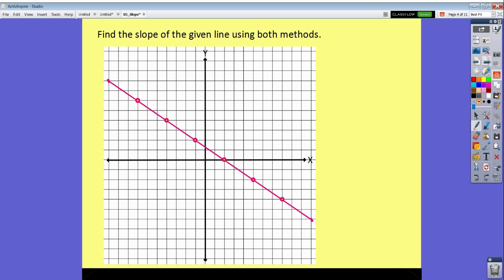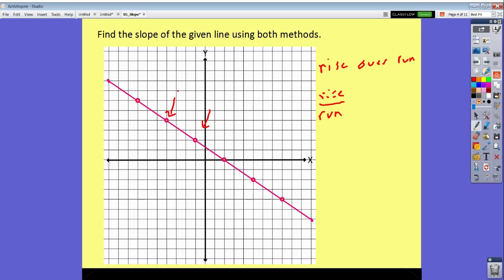So in this example, they ask us to find the slope of the given line using both methods. So let's start with method 1, which is rise over run. So we have our rise over run, which is just rise over run. So I'm going to start with this point here, and I'm trying to get to this point.